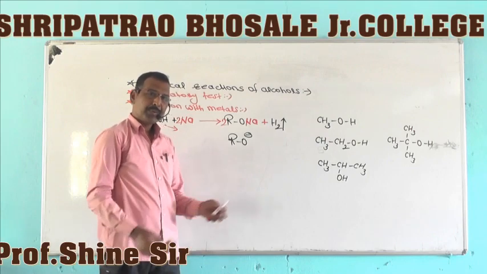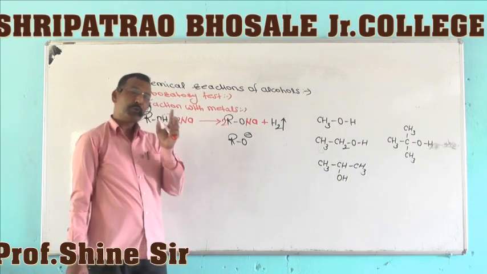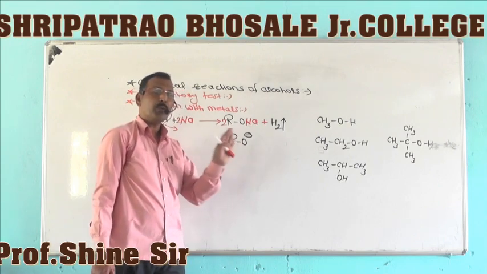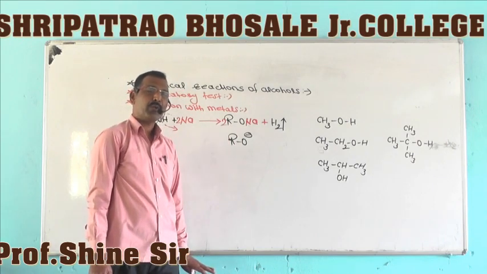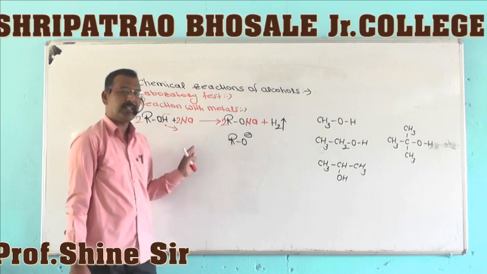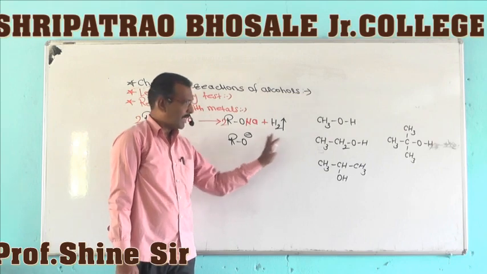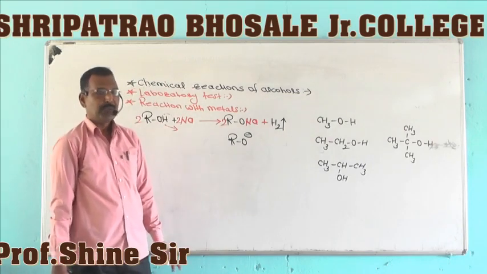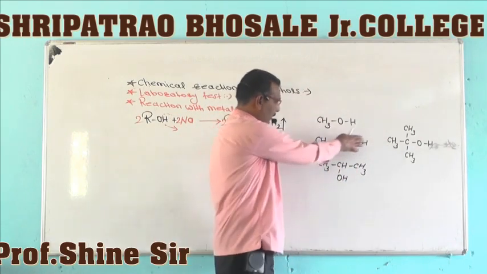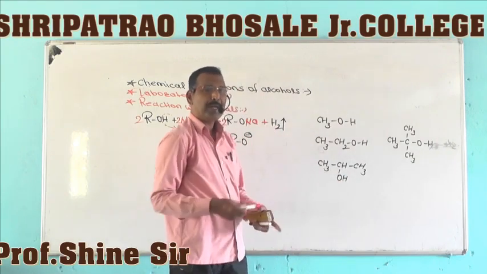That means to be a stronger acid, an electron withdrawing group must be present. Electron withdrawing groups increase the acidity, and electron donating groups decrease the acidity. Now if we compare these alcohols, all of them have electron donating groups present.